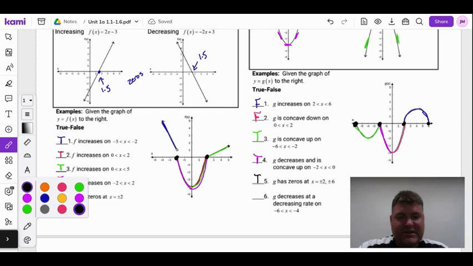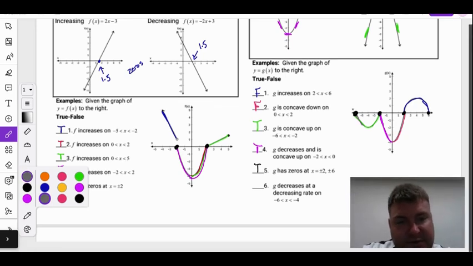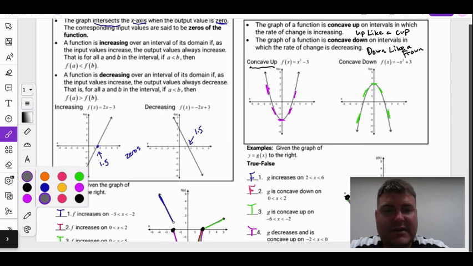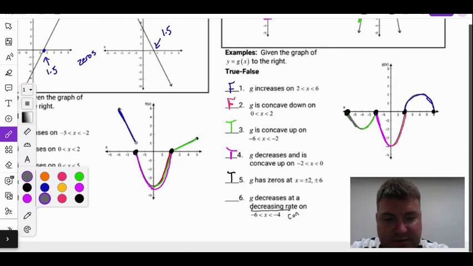Last but not least here, G is decreasing from -6 to -4. From -6 to -4, which is right here. I'm decreasing on a decreasing rate. What the heck does that mean? Well, come back up to our concavity here. Decreasing rate is concave down. So this is the same thing as concave down. So it's important to know these vocab words. So are we concave down here? Nope, we're concave up, so this is going to be false.